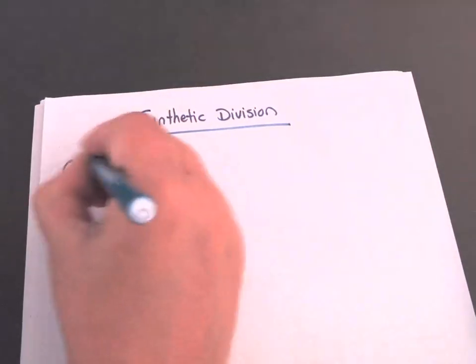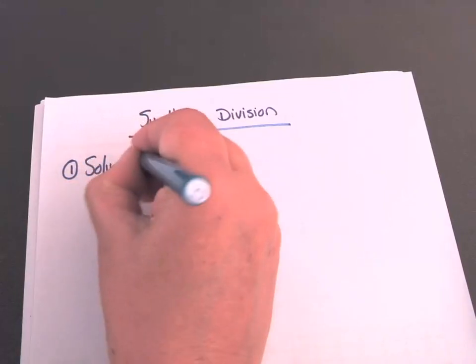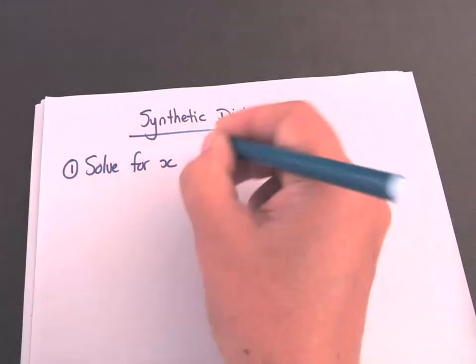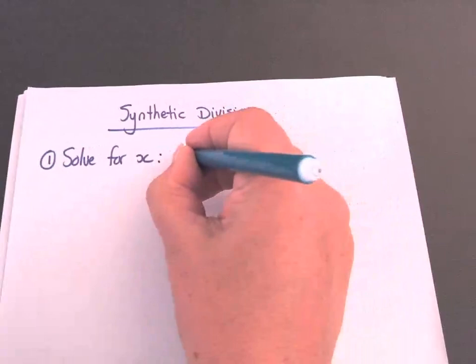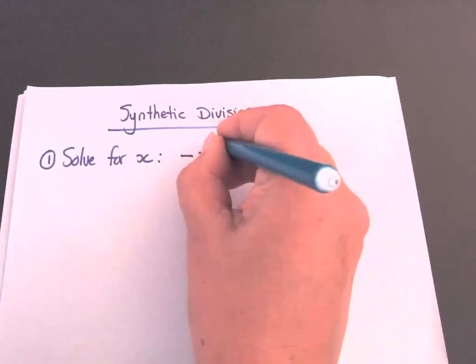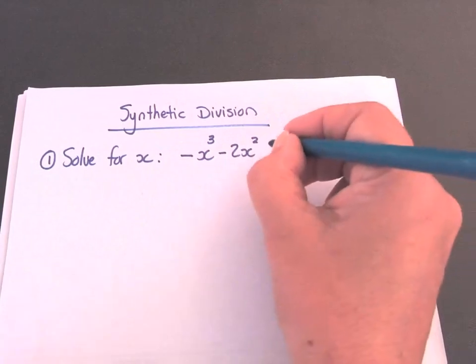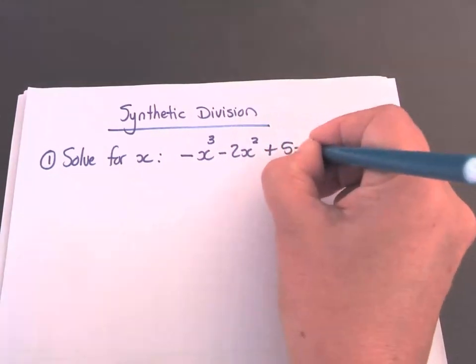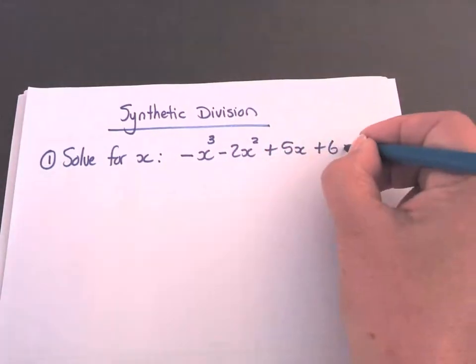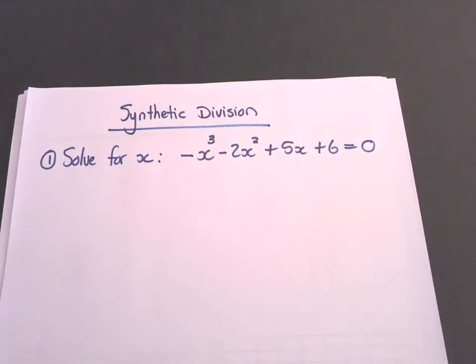The question will be: solve x when you have minus x to the power of 3 minus 2x squared plus 5x plus 6 equals 0.